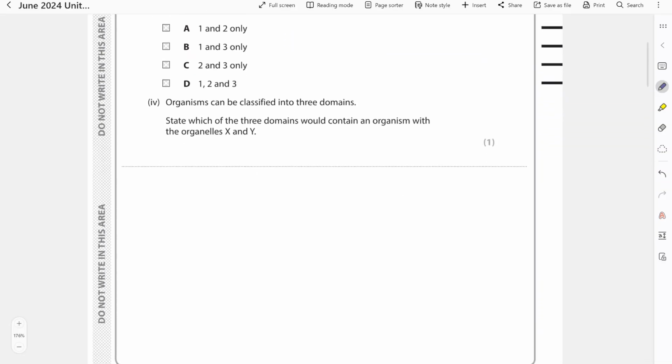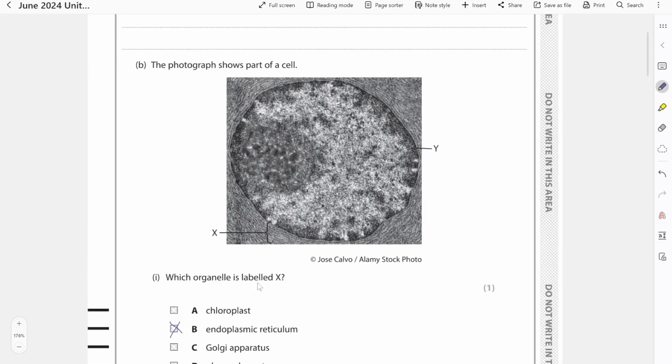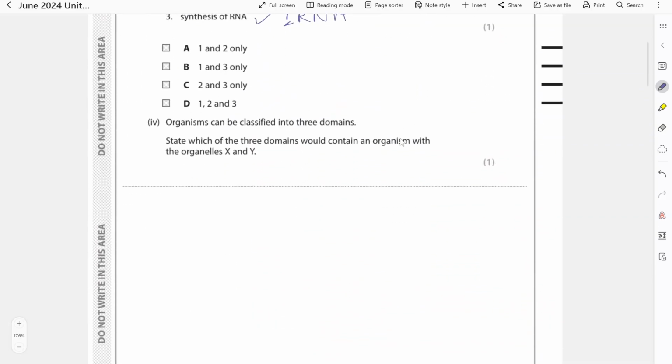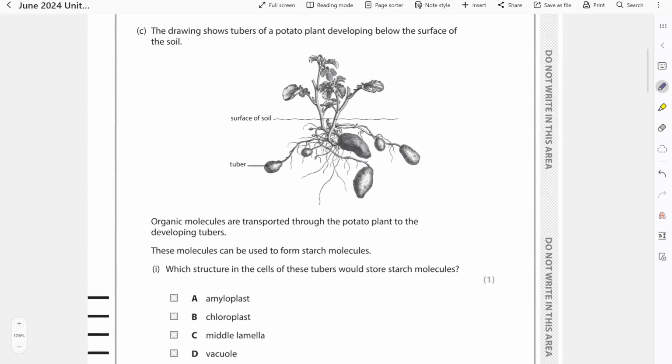Organisms can be classified into 3 domains. State which one of the 3 domains would contain an organism with the organelles X and Y. So X was the rough ER and then Y is the nucleus. The only domain that has that are the eukaryotes. Eukaryotes. Okay, let's move on to part C.